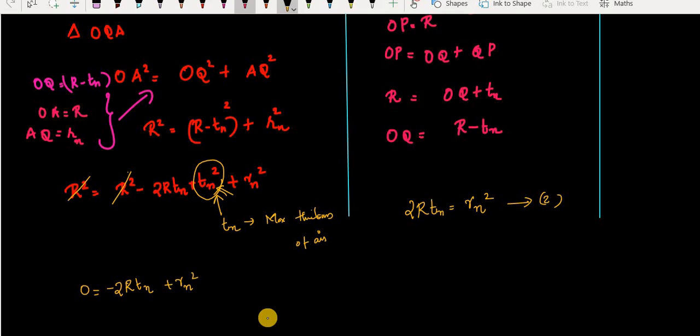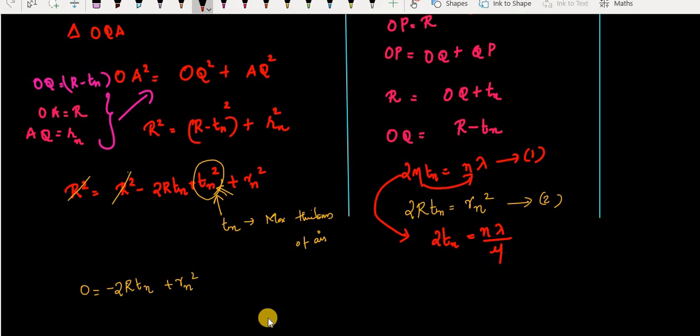What was the first equation? The first equation was 2 mu Tn is equal to n lambda. That was equation number 1. The second equation is 2RTn is equal to Rn square. So I am going to rewrite equation number 1: 2 mu Tn is equal to n lambda. I am taking this mu to the other side, so I will get 2Tn is equal to n lambda divided by mu. That is my equation number 3.